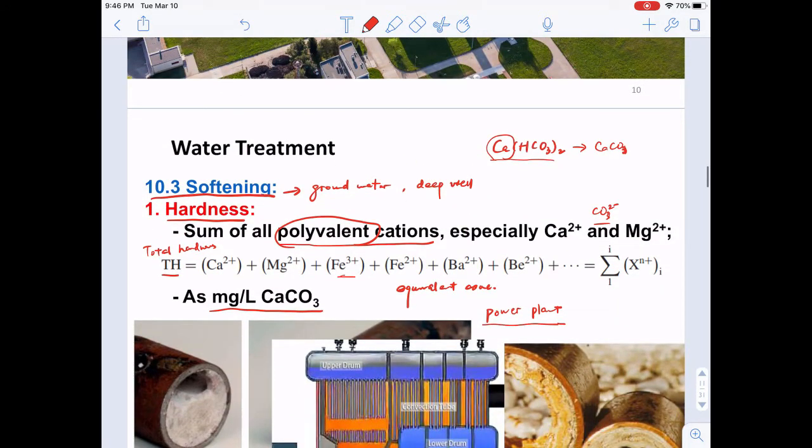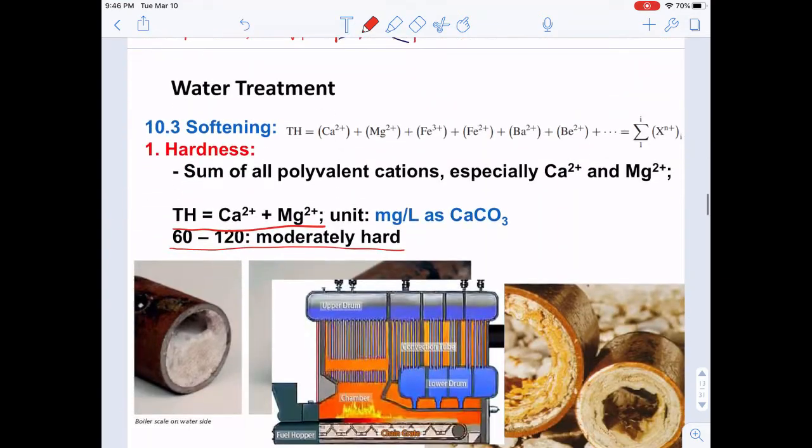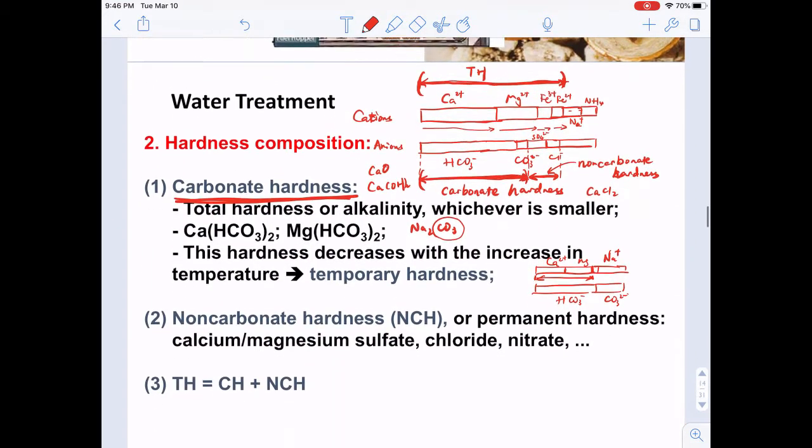So remember, the hardness is just contributed by these polyvalent ions, right? And this is the reason why, under this situation, the carbonate hardness is just the total hardness. So that's why, to calculate the carbonate hardness, it is the total hardness or alkalinity, whichever is smaller.